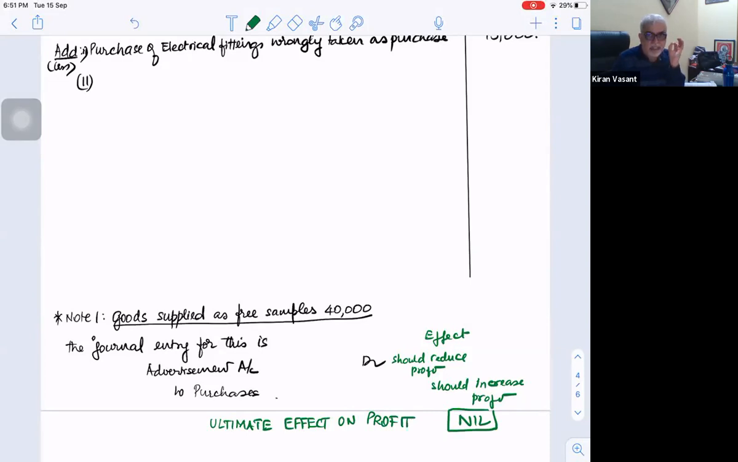Not sometimes, Suraksha. Every time we will reduce it from purchases whenever we give samples. But that same amount will be debited to the P&L account either as advertisement expense or sales promotion. So on the one side, you'll increase the profit, again you'll reduce it. So the effect on net profit is nil. The effect on gross profit is that it increases. Effect on net profit, nil. Are you following?